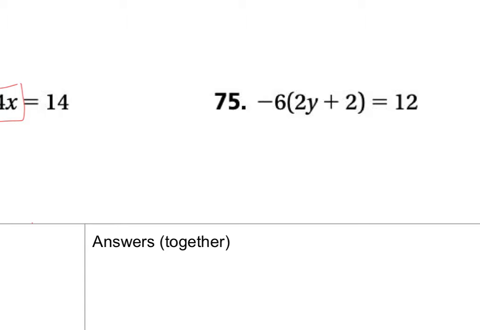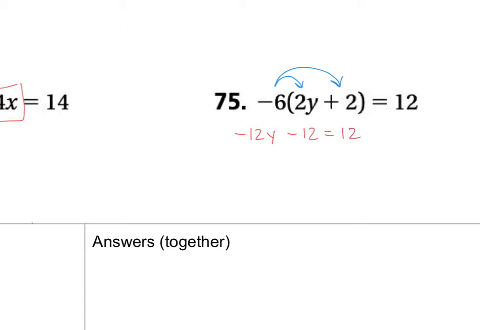All right, and for 75, so we've got negative 6 times 2y plus 2 equals 12. Now that negative 6, guys, that has to get distributed to both terms on the inside. So this first term is going to become negative 6 times 2y, which is negative 12y, minus 6 times 2, which is going to be negative 12, equals 12.